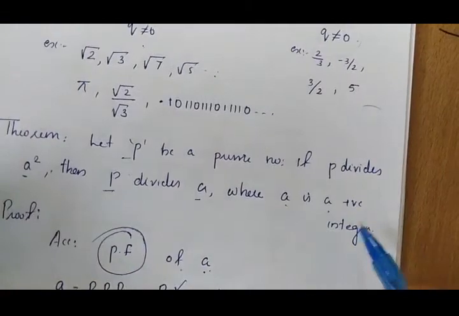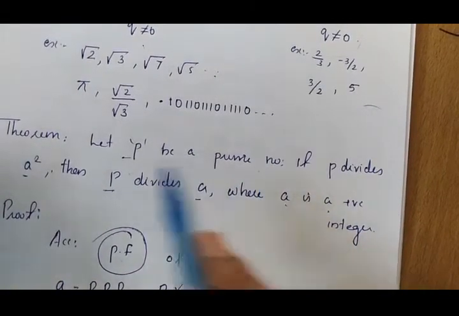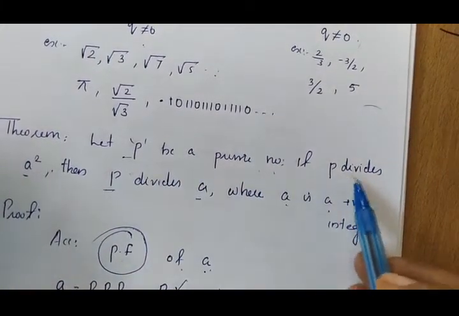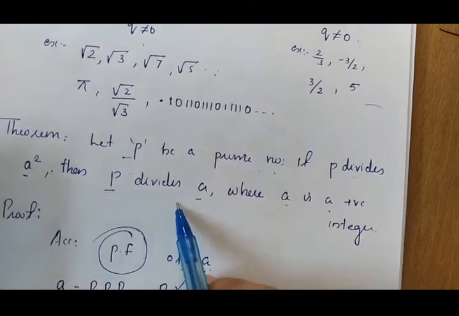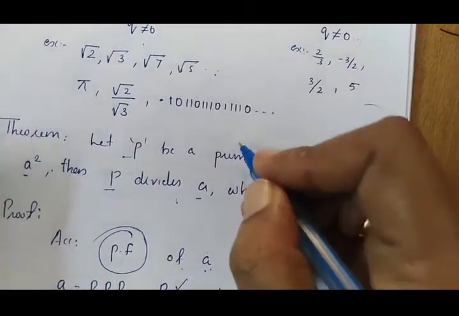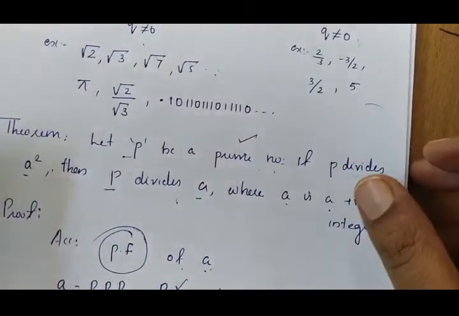That means we have to understand the theorem. Let P be a prime number. If P divides A square, then P also divides A. We are using this theorem in further examples. Then we are going to the next problem.